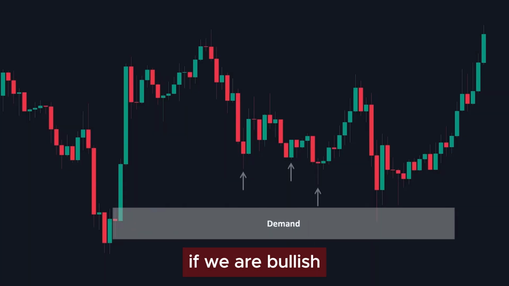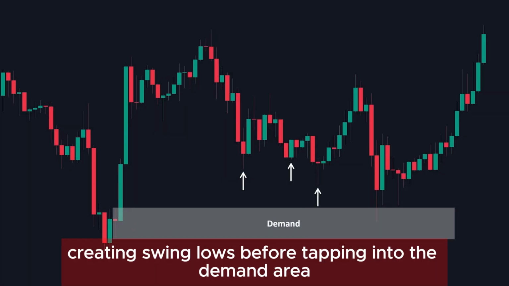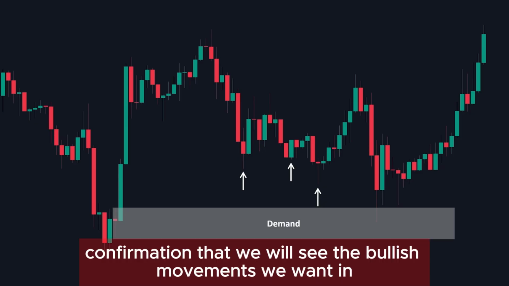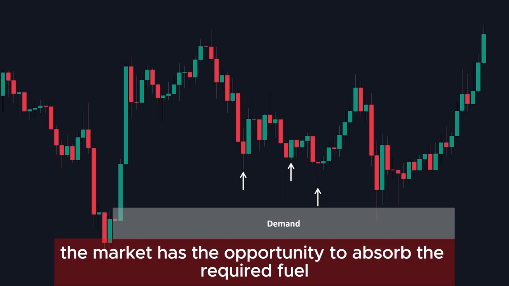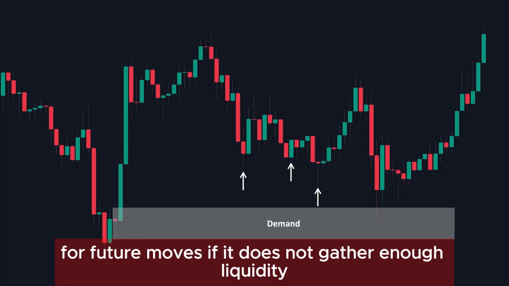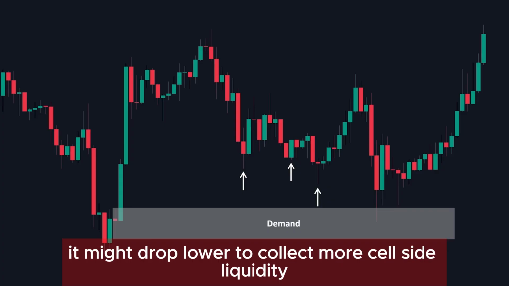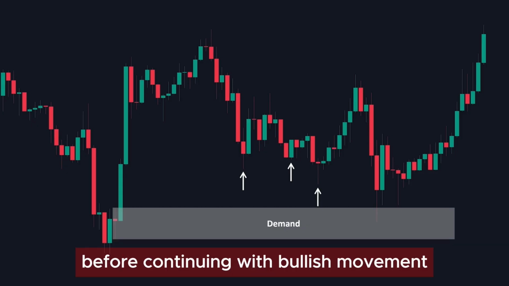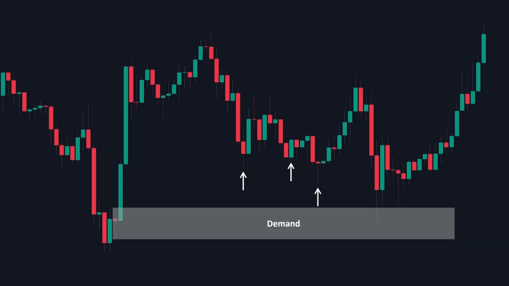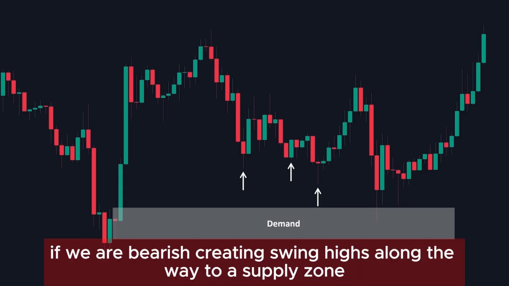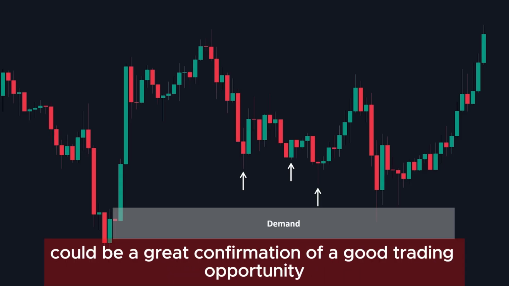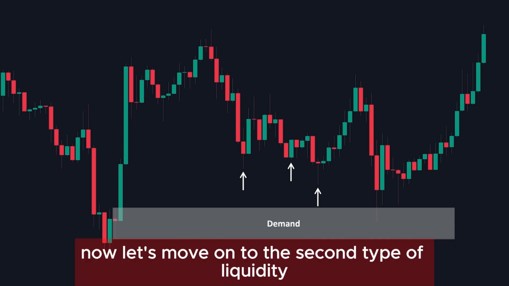Now how do we incorporate this concept into our trades? If we are bullish, creating swing lows before tapping into the demand area could be a great confirmation that we will see the bullish movements we want in the market. This is because the market has the opportunity to absorb the required fuel for future moves. If it does not gather enough liquidity, it might drop lower to collect more sell-side liquidity before continuing with bullish movement. The same concept applies to the bearish scenario. If we are bearish, creating swing highs along the way to a supply zone could be a great confirmation of a good trading opportunity. Now let's move on to the second type of liquidity.